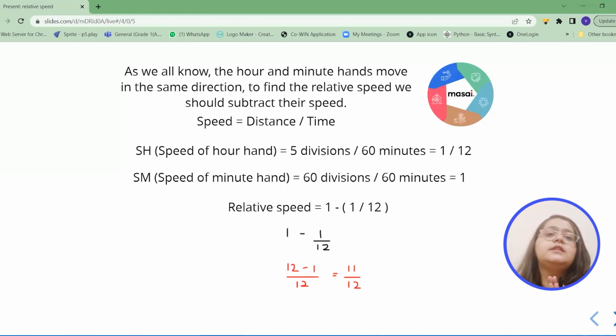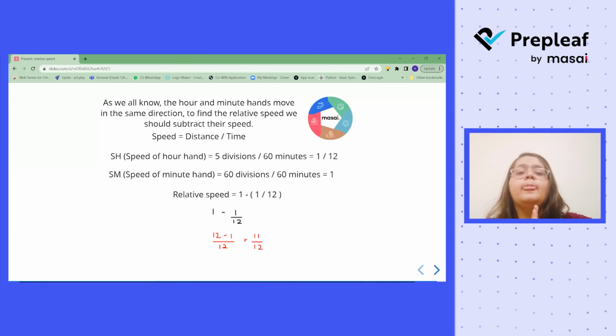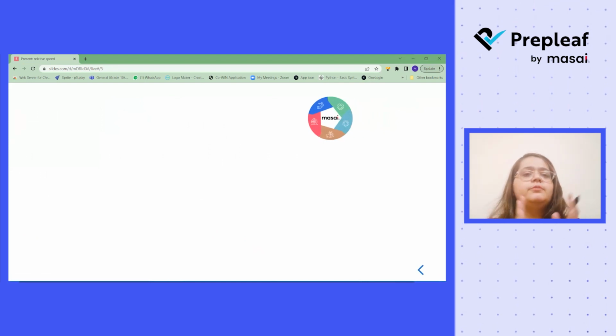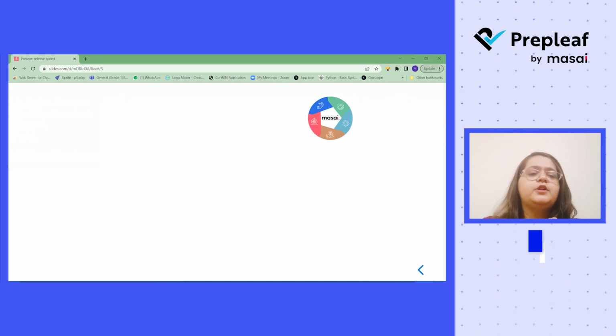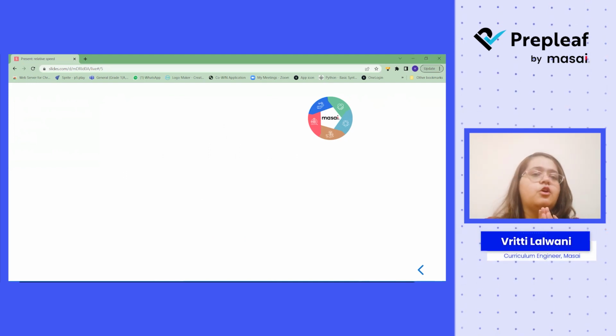We will be using this relative speed in a lot of questions with clocks. So see you next time with some great questions with this relative speed. But please remember, what is the relative speed of the clock? The relative speed of the clock is 11 by 12.